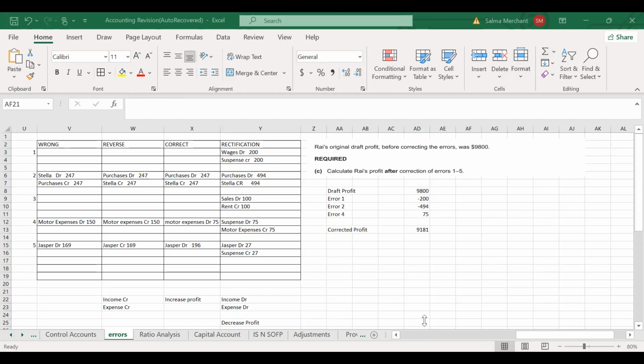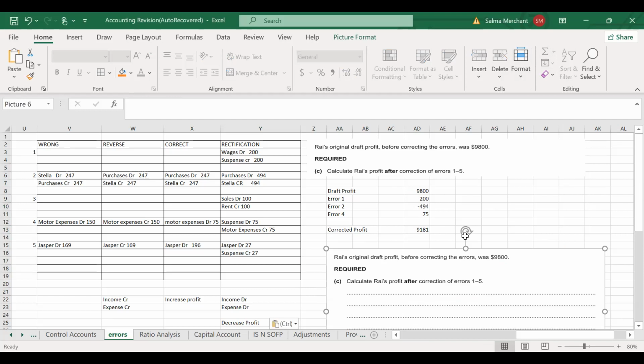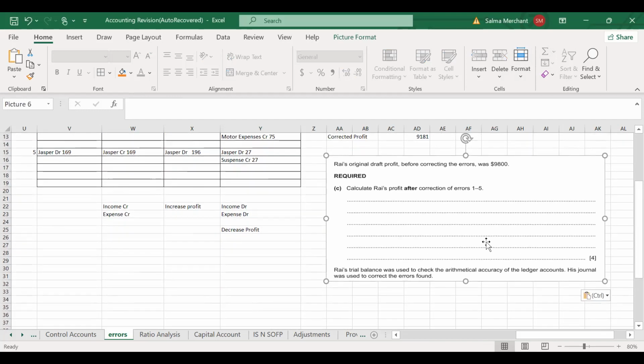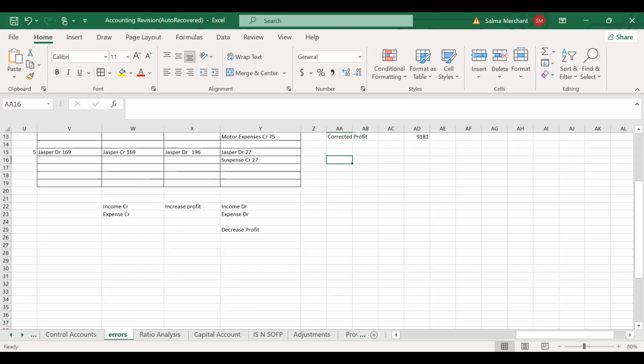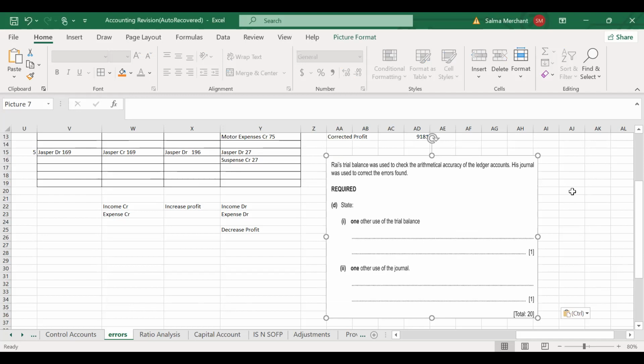What is the next part of the question? Rise's trial balance was used to check the arithmetical accuracy of the ledger accounts. His journal was used to correct the errors found. State one other use of the trial balance.